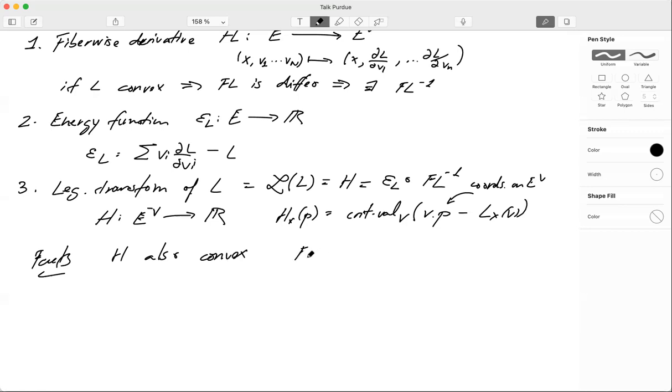And if you take its fiber-wise derivative, it's the inverse of the fiber-wise derivative of L. And if you take this transform, you recover L. So it's an involution. It leads you back to functions.